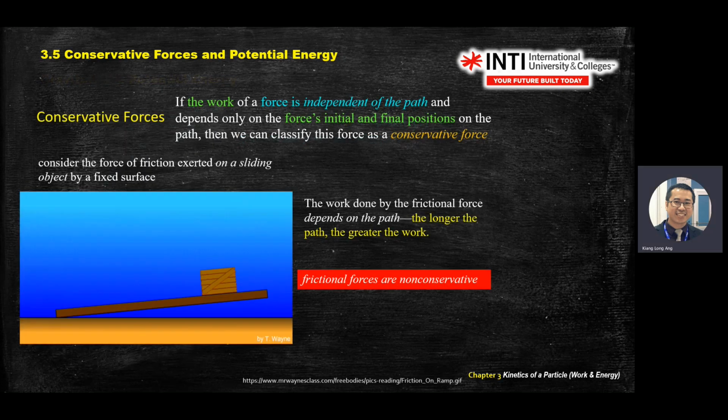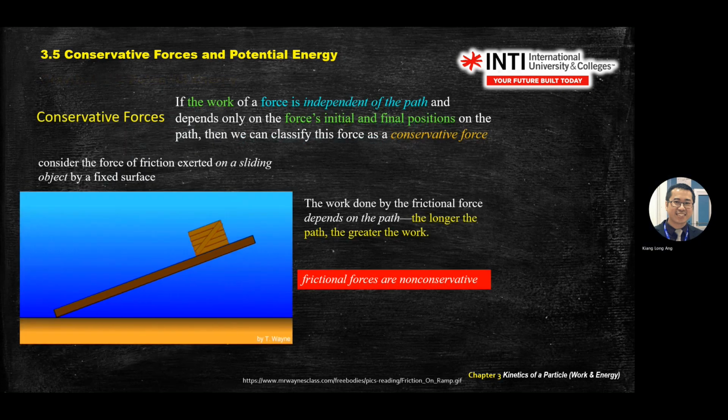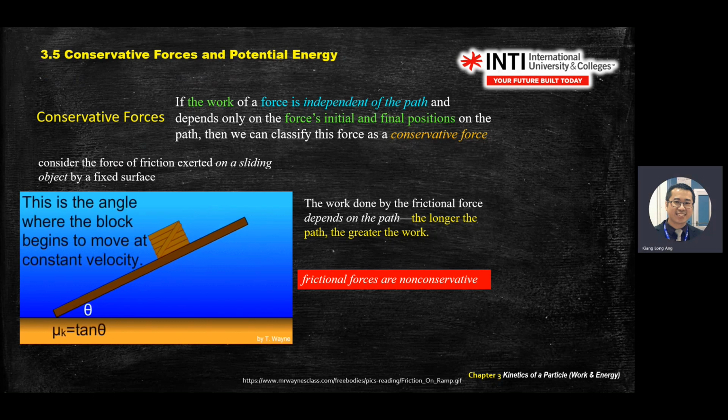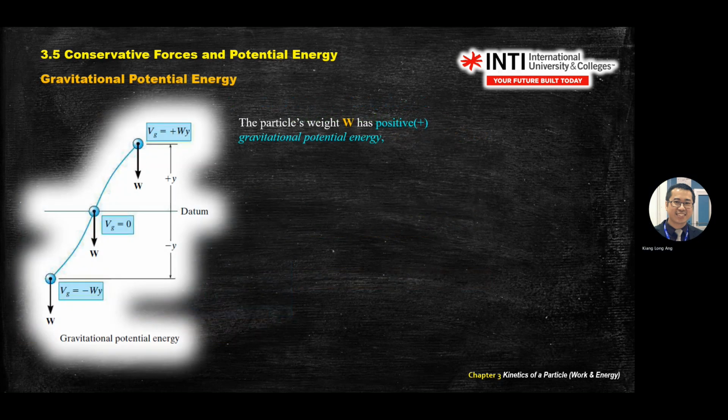So again, for force, you have conservative and non-conservative. I gave you two examples just now. Spring and weight are conservative. Friction force is non-conservative. Example, conservative force and potential energy. Why are potential energies conservative? Let's look at this example.